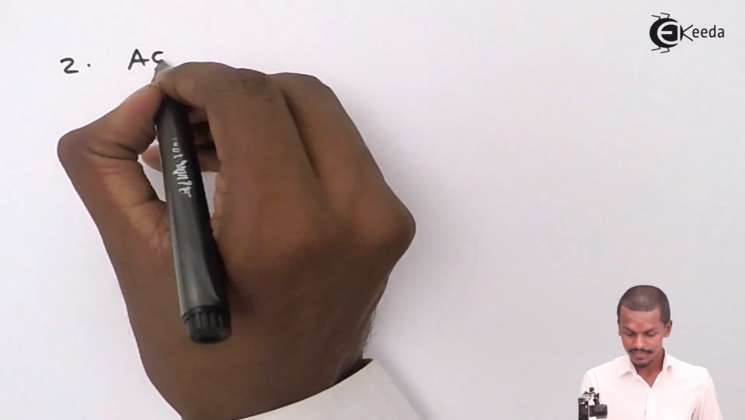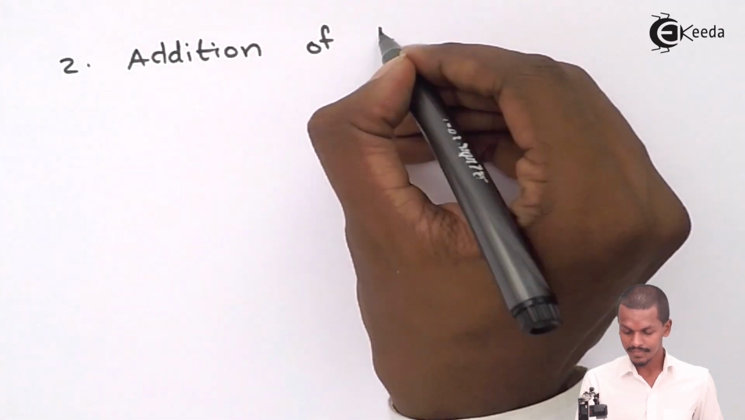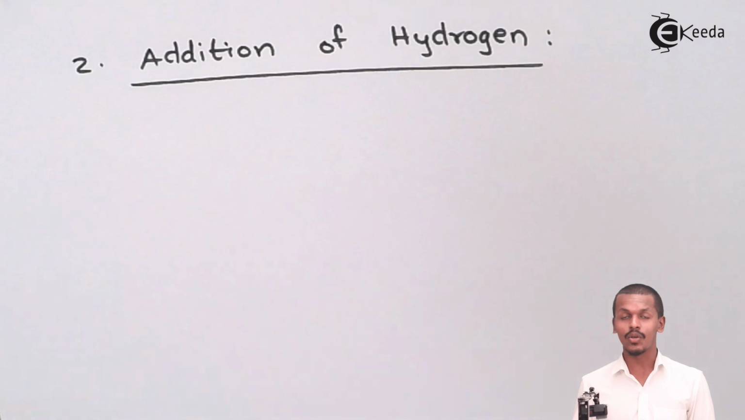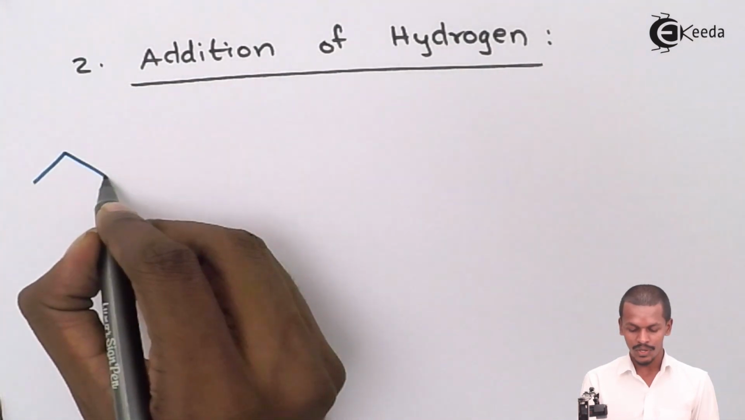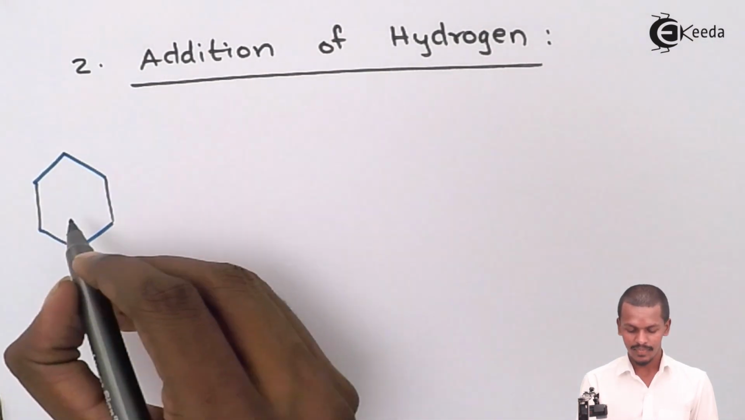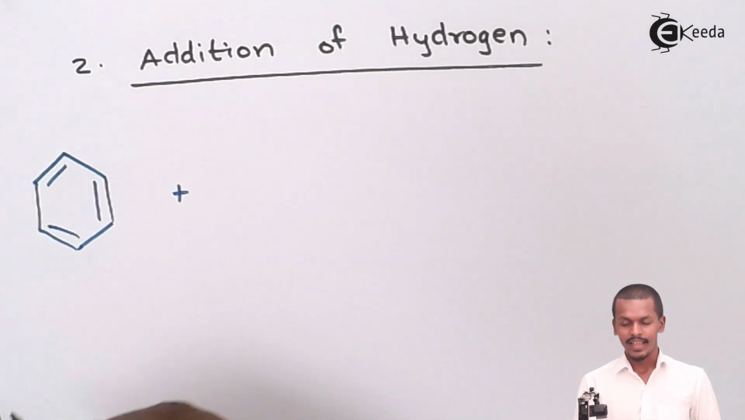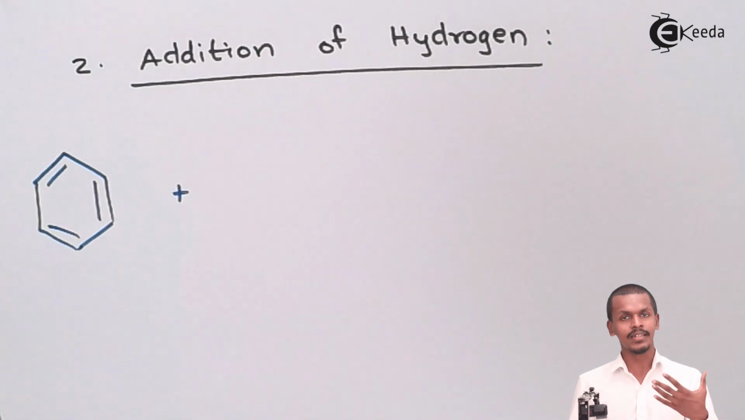So the next thing we are going to do is the addition of hydrogen gas, or addition of hydrogen molecule. So again we are making a reaction of benzene with hydrogen, so I am drawing a structure of benzene over here. And again it is very similar to the reduction of alkene and the reduction of alkyne, in which hydrogen is required.